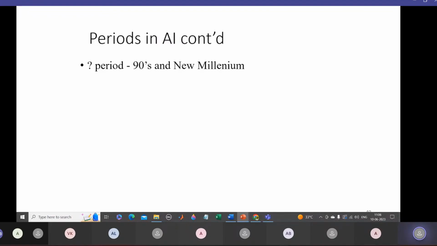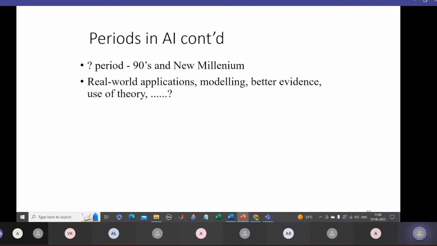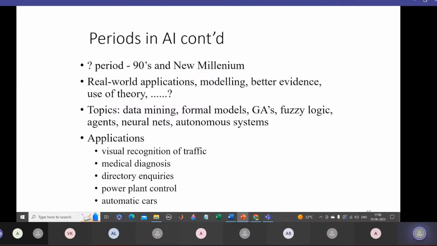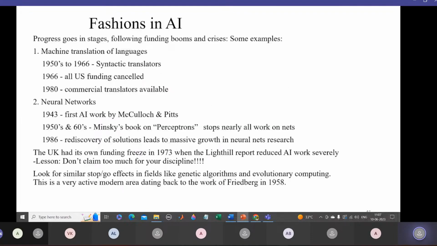And now the period of the 90s, a new millennium. Now we have all the real world applications, modeling, better evidence, and making use of all the theories. Now we have data mining, formal models, genetic algorithms, fuzzy logic, agents, neural networks, autonomous systems. All these things are the new millennium. So what are the applications here? Visual recognition of traffic, medical diagnosis, directory inquiries, power plant control, automatic cars, and all these are the applications of AI. So far we have seen what AI is, its advantages and disadvantages, and these are the application areas of AI.